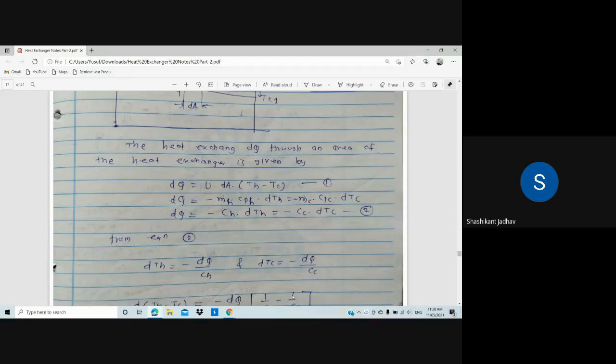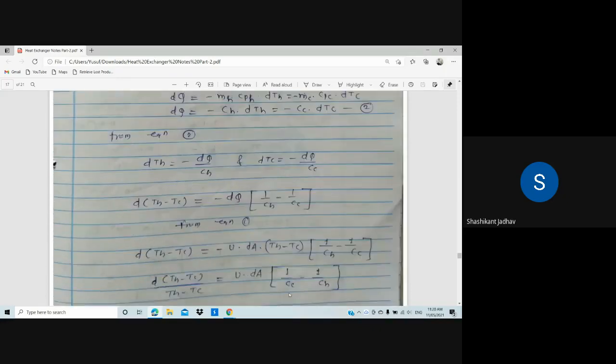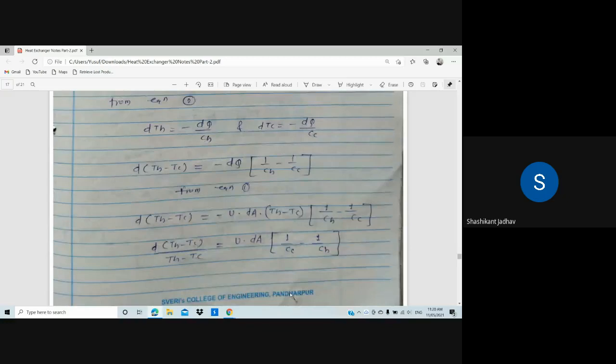Now from equation number 2, we have to write down the equation for dTh and dTc. So what is the equation for dTh? dTh is nothing but minus dQ divided by Ch, and dTc is equal to minus dQ divided by Cc. Okay, all of you write down the equations for dTh and dTc. Then we take the subtraction of dTh and dTc. Then we get d into bracket (Th minus Tc) is equal to minus dQ into bracket (1 upon Ch minus 1 upon Cc).